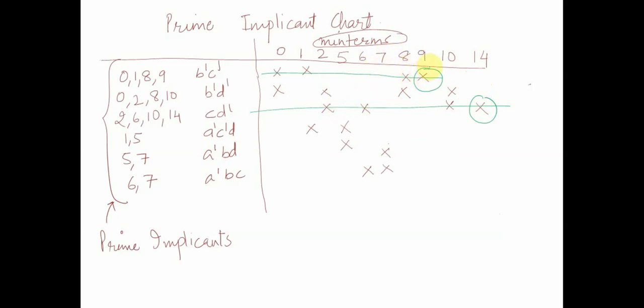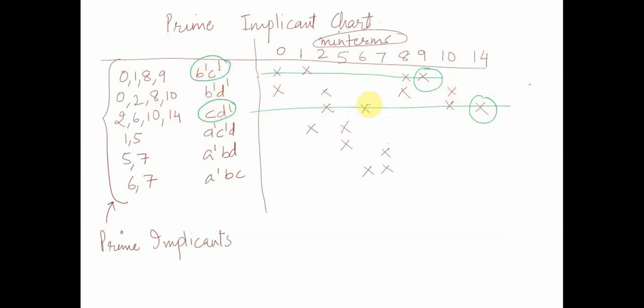Just to reiterate, what we did was we saw which minterms are covered in only one of the equations. 9 was covered in one equation, 14 was covered in one equation, and since they are covered in only one equation, we definitely need to have this equation and this equation in the final solution, right?